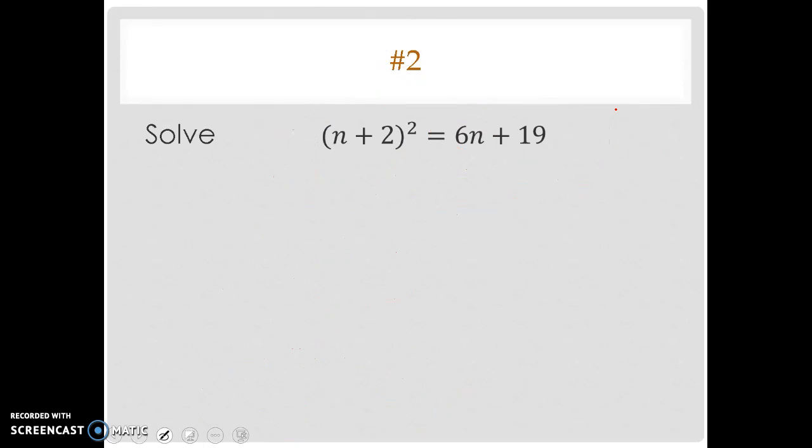I'm going to have you look at this one. Try this one first on your own. Pause the video, see if you can do this on your own, and then restart the video to see if you got it right. Hopefully this is what you were able to do.